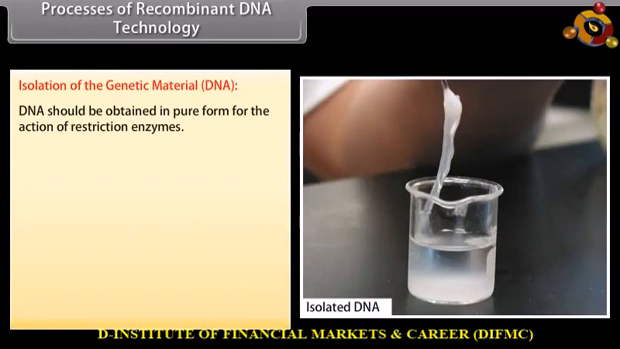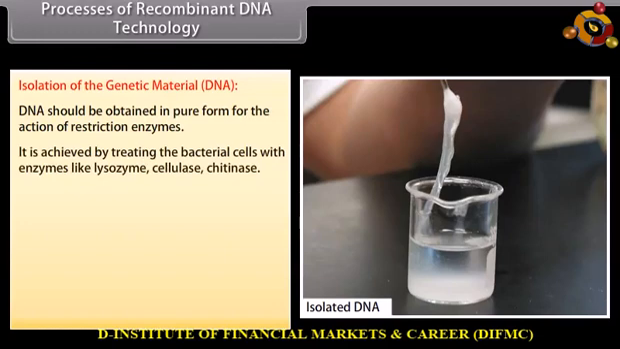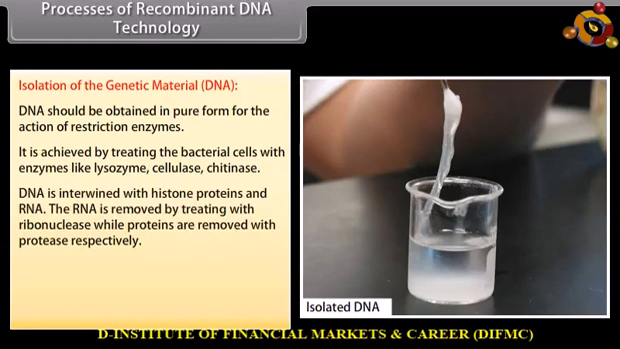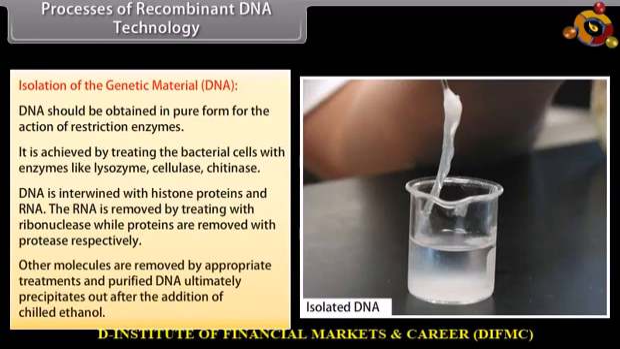Isolation of the genetic material, DNA. DNA should be obtained in pure form, free of the action of restriction enzymes. This is achieved by treating the bacterial cells with enzymes like lysozyme, cellulase, and chitinase. DNA is intertwined with histone proteins and RNA. The RNA is removed by treating with ribonuclease, while proteins are removed with protease, respectively. Other molecules are removed by appropriate treatments, and purified DNA ultimately precipitates out after the addition of chilled ethanol.